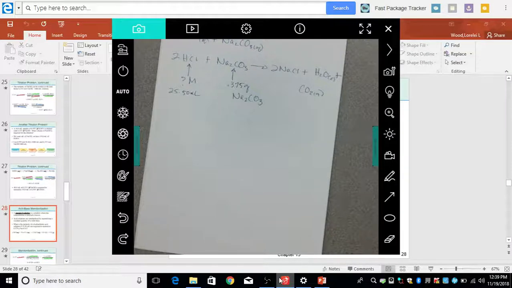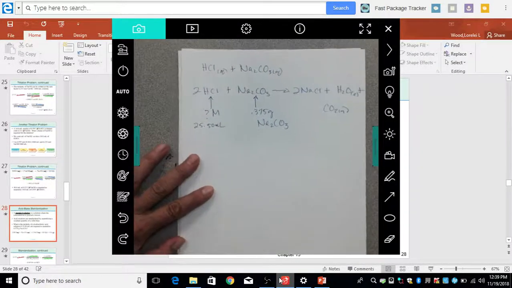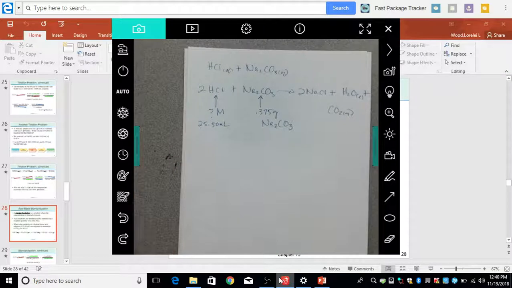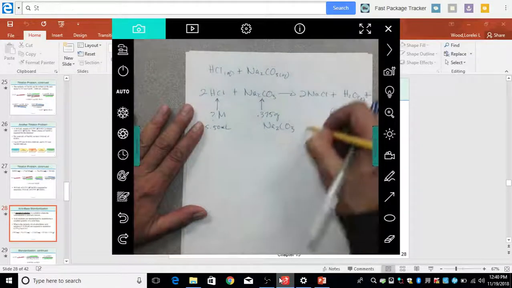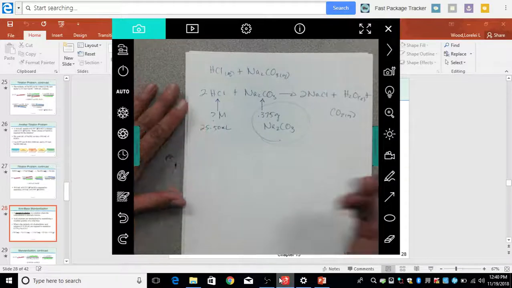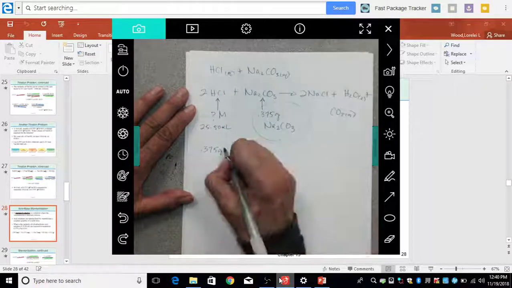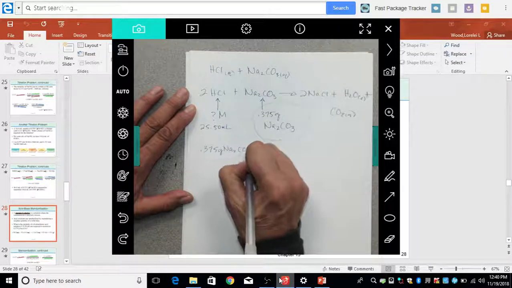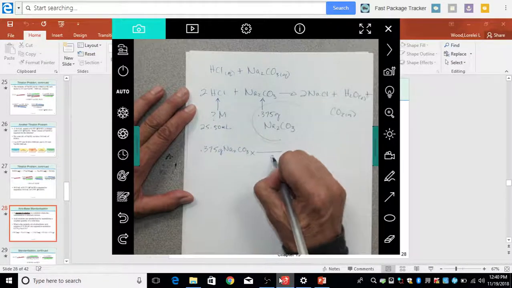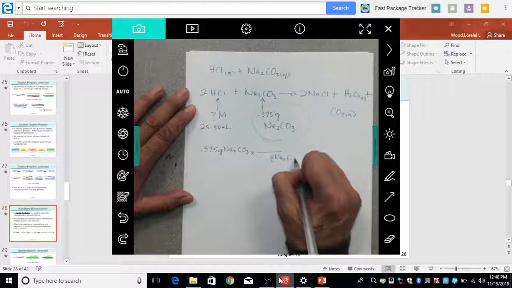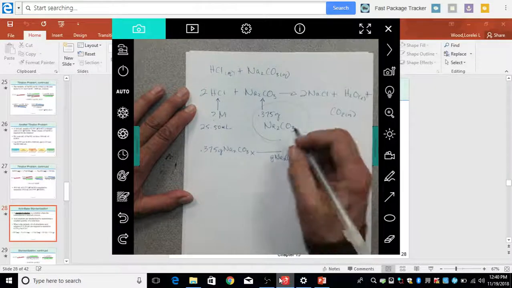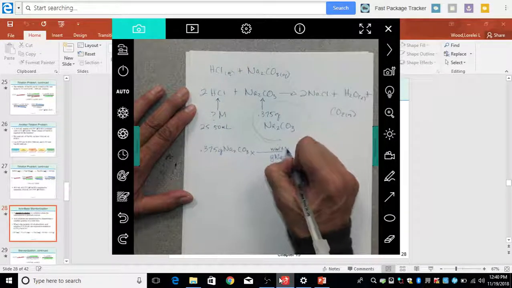Here we go. Once again, universal method for solving all chemistry problems. If you have no idea where to start, what are you going to do? You're going to convert something to moles. What could I get moles out of here? Grams. All right. Right off the bat, let's just do that to moles. 0.375 grams of sodium carbonate. And I want to go from grams of this to moles of sodium carbonate.